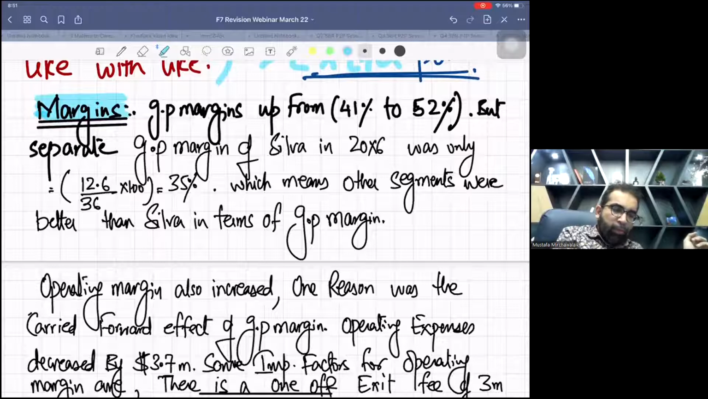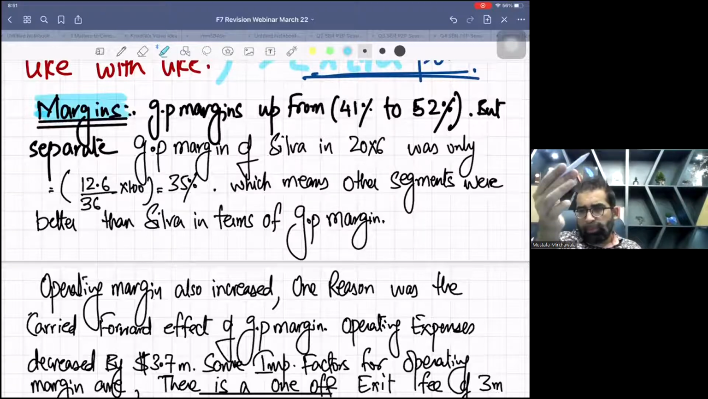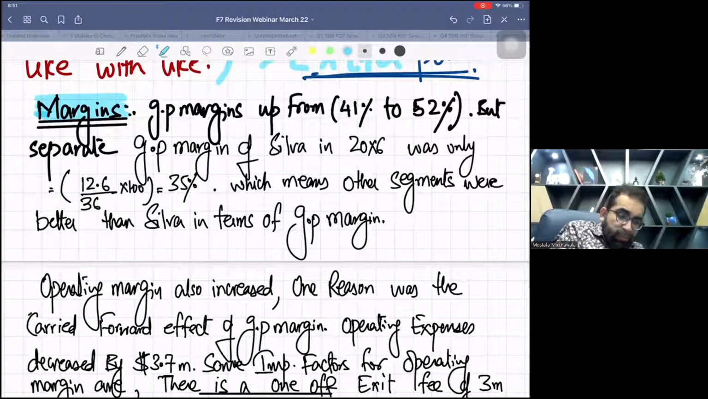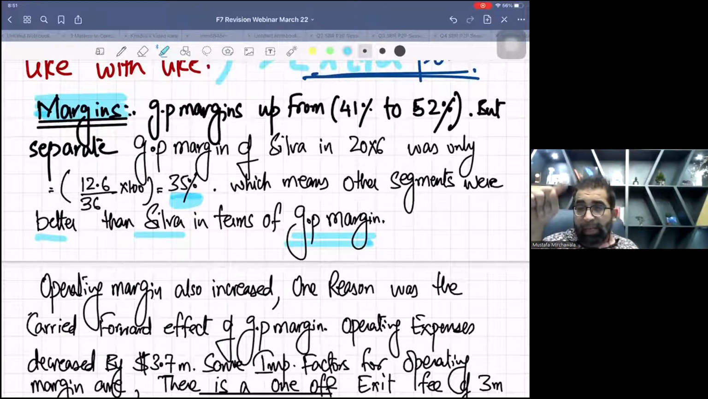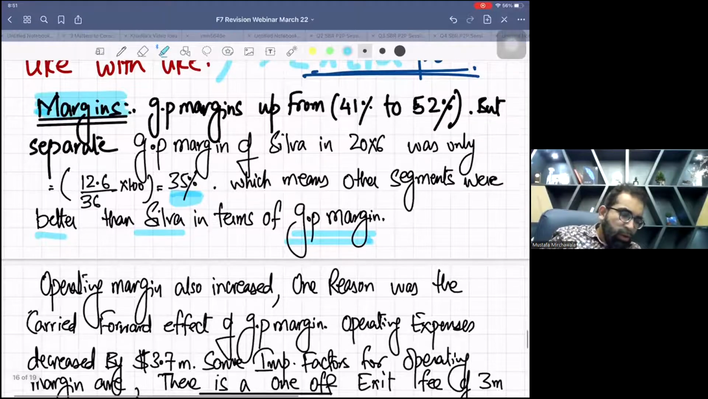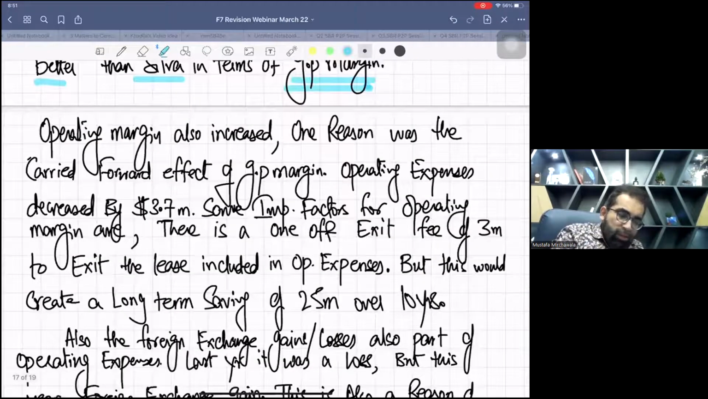GP margins are up from 41 to 52. This is what we observe, 41 to 52. But the separate GP margin of Silva in 2006 was only 35%. We just calculated this, which means other segments were better than Silva in terms of GP margin. Remember this point. That means Silva was poor. The other segments were rich. We have done this point. Please accept it now. Now, operating profit margin also increased.